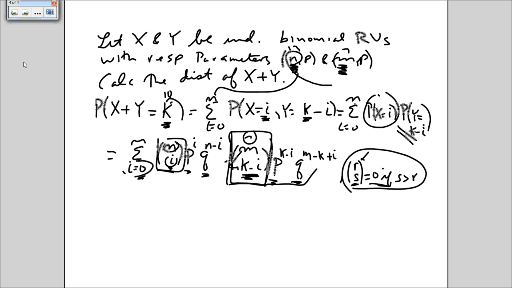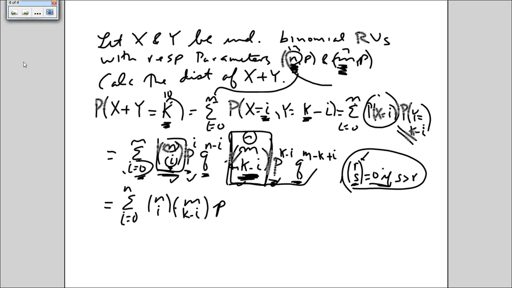Okay, so let's just do a little bit more algebra work and we'll be done. This is equal to the summation as i goes from 0 to n of n choose i times m choose k minus i. So we did those two, p to the i times p to the k minus i.